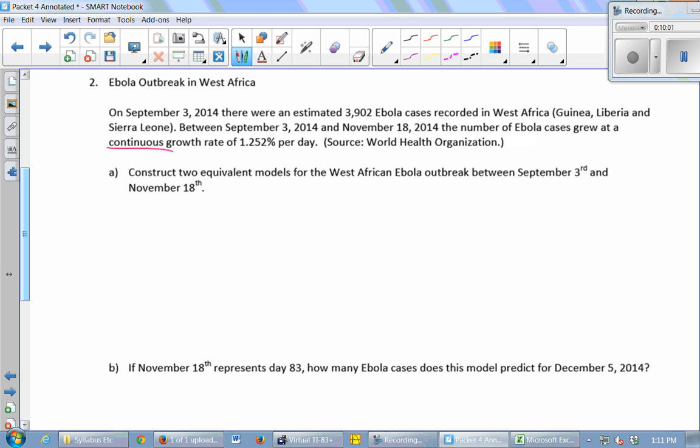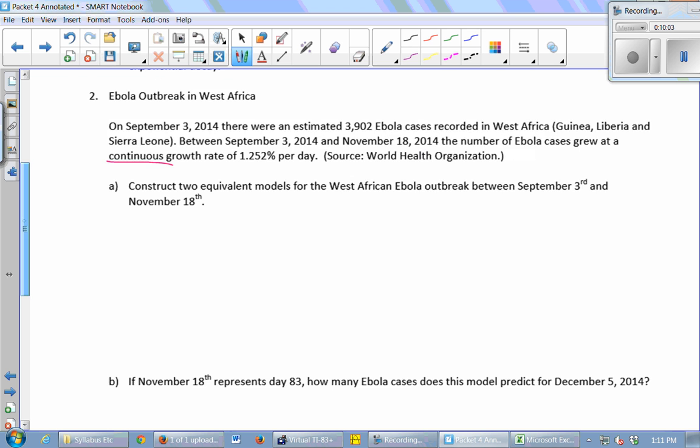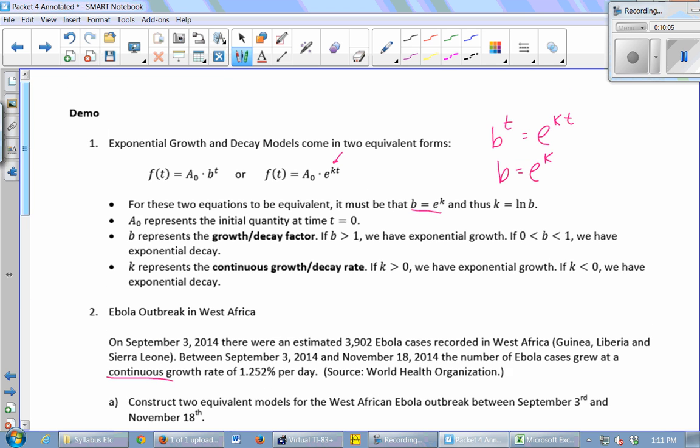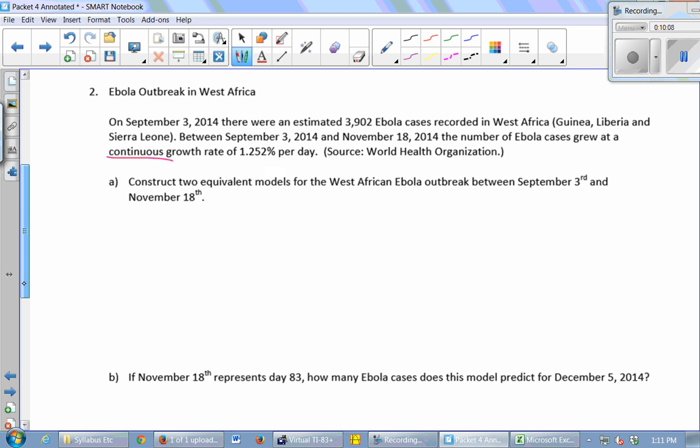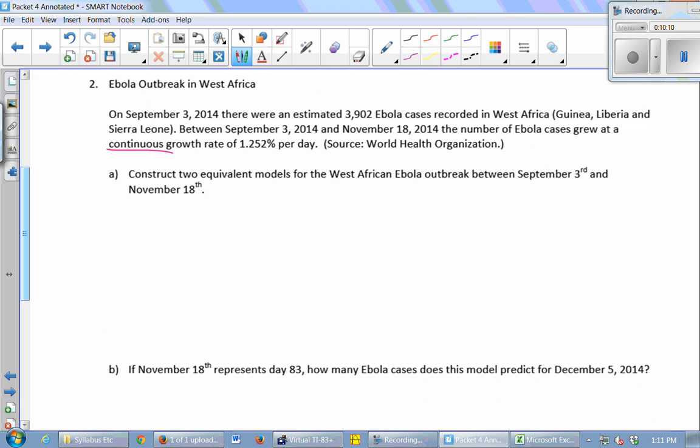So I want to create two equivalent models, right? One that looks like this and one that looks like this. I'm going to write two different equivalent formulas for the West African Ebola outbreak. All right, so 1.252%. First, let's convert that to a decimal. What does that come out to? Yeah, you just move that decimal 2 to the left and you get 0.01252. So that's as a decimal.